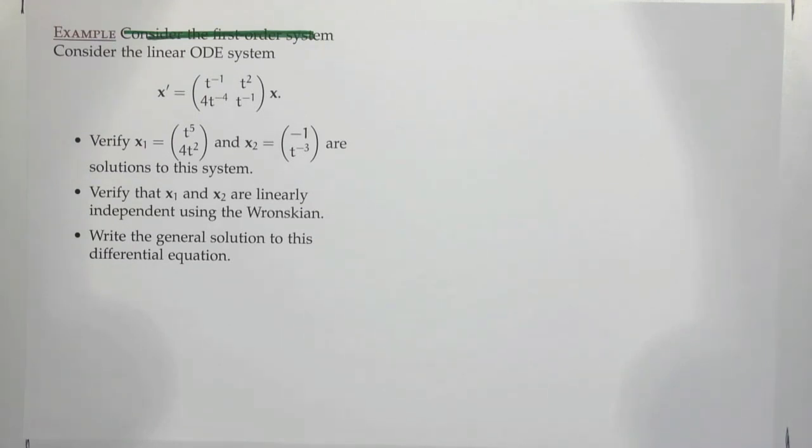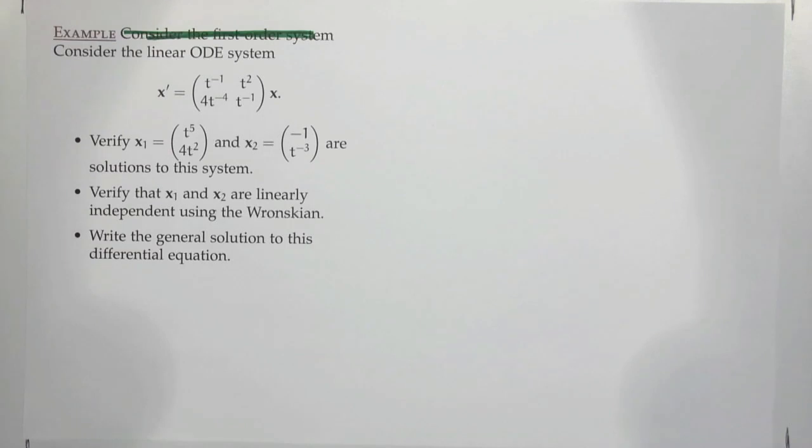Second bullet point. What's the Wronskian? 5t squared. Are they linearly independent? Yes, as long as you avoid 0, because where the Wronskian is 0, things break down. So solutions break down where the Wronskian is 0. That's still the same philosophy.